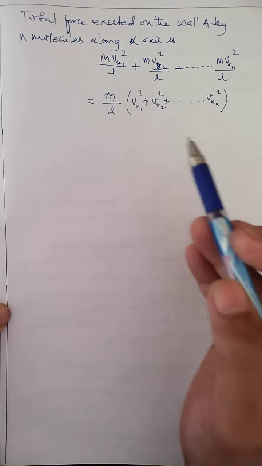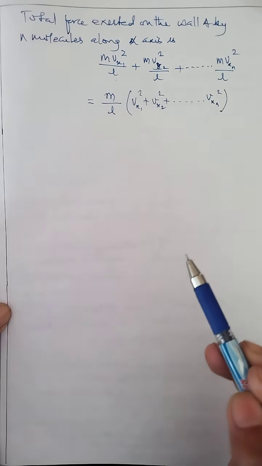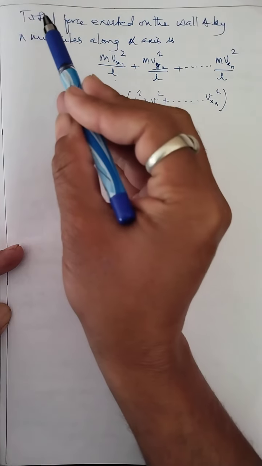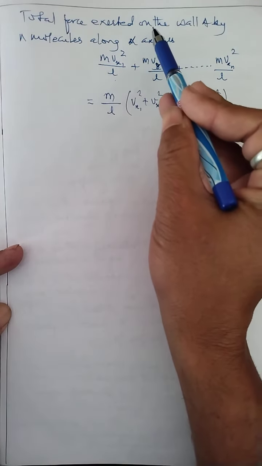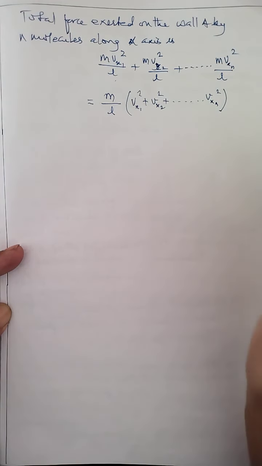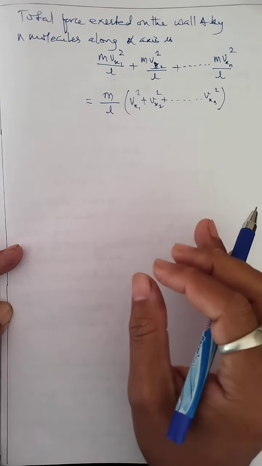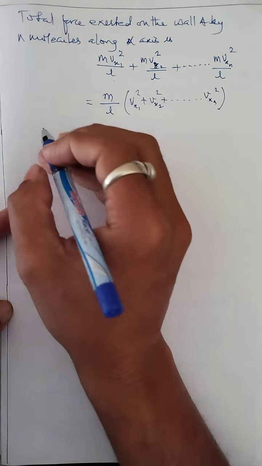Alright, dear children, now let me continue with the expression that you learned in the last YouTube video. We had done up to the total force exerted on the wall A by n molecules along the x-axis. That means we are trying to measure the pressure of an ideal gas. Once you know the force, we can now measure the what?